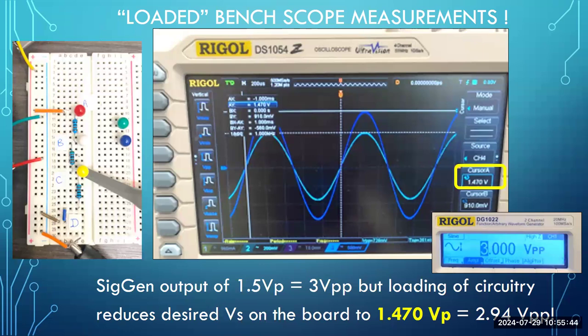Anyway, so let's take a look at this. While this was unloaded, we had a 1.52 volt peak. We had a little bonus of 0.02 volt peak. Once we loaded this, guess what? This measurement is right off the board. I have channel 2 and channel 3 connected, and the scope is showing us a value on cursor A of 1.470. Ooh, what happened to my 1.5?